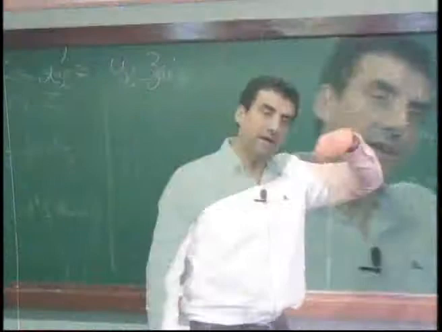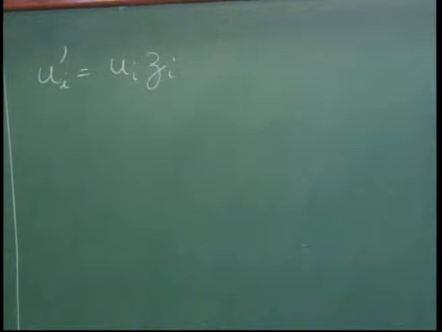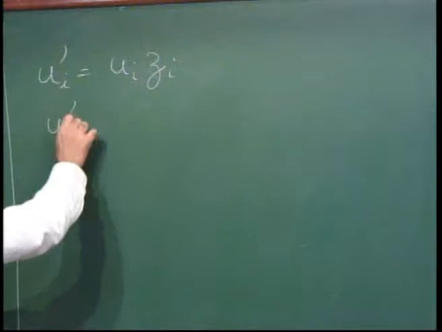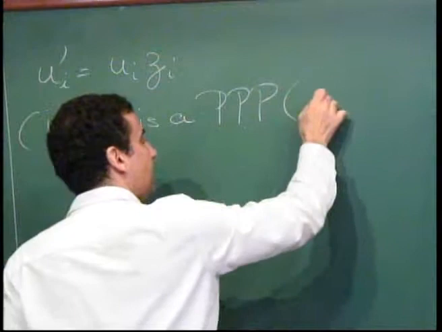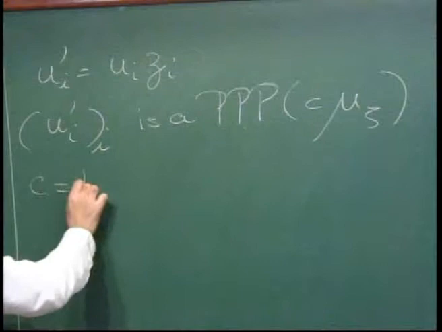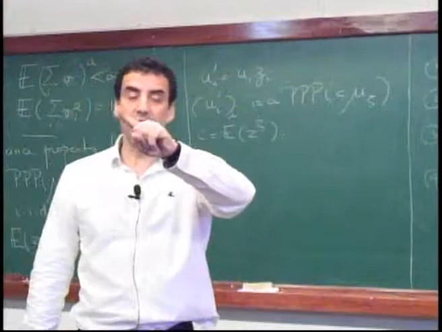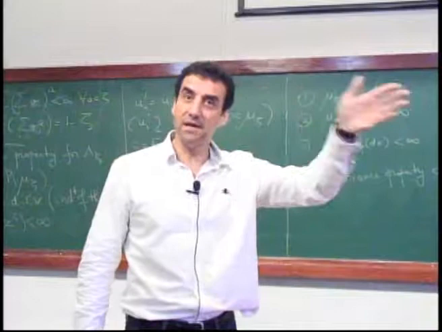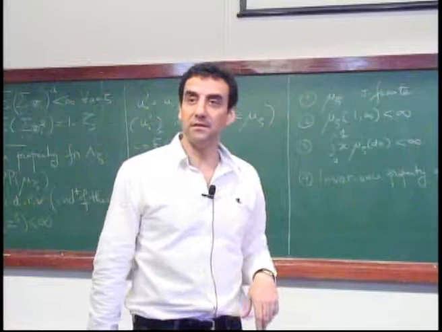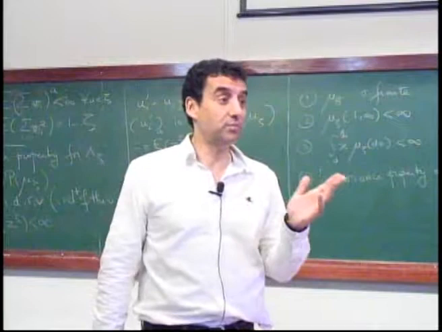All right? Then the collection of u prime i is a Poisson point process of intensity C mu zeta, where C is the expectation of Z to the zeta. So this is a very nice thing. When you have a Poisson point process with this intensity, if you multiply the numbers by IID numbers, then what you see is the same object, except for a scaling in the intensity. This is what makes the Poisson-Dirichlet process so special.